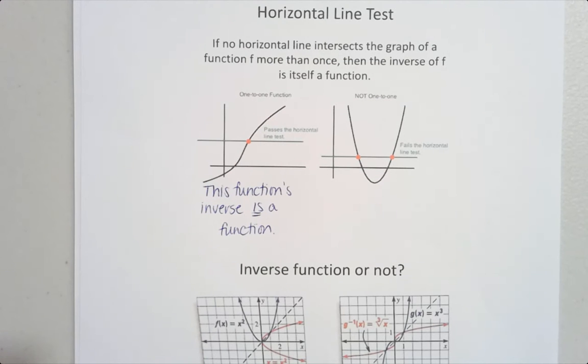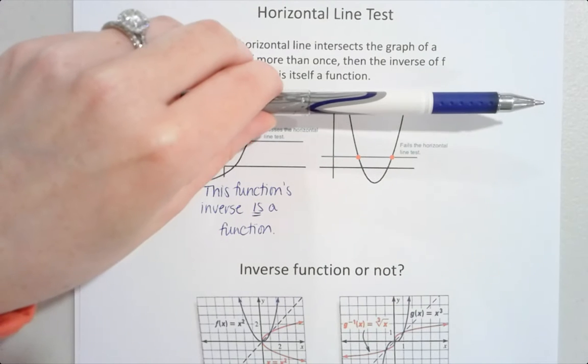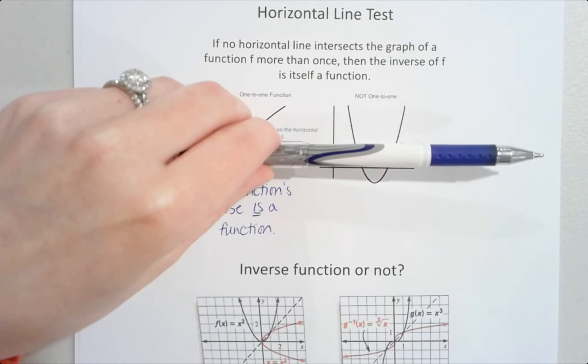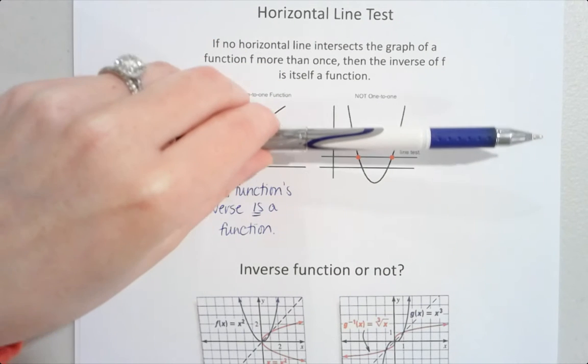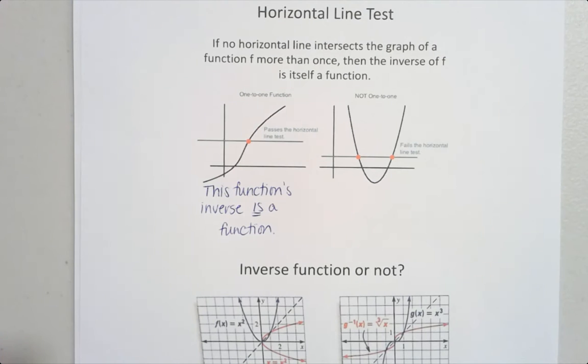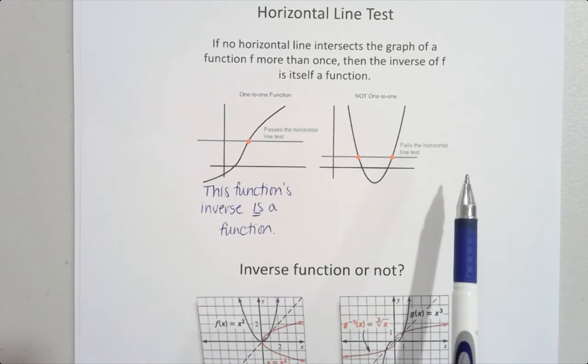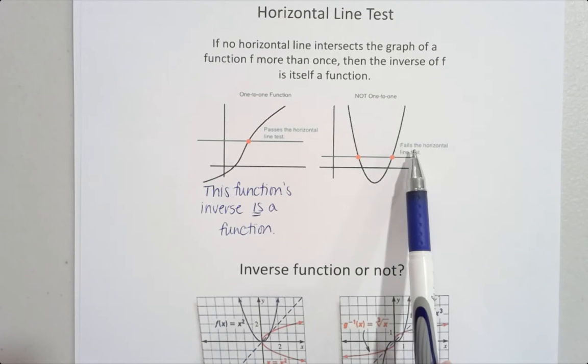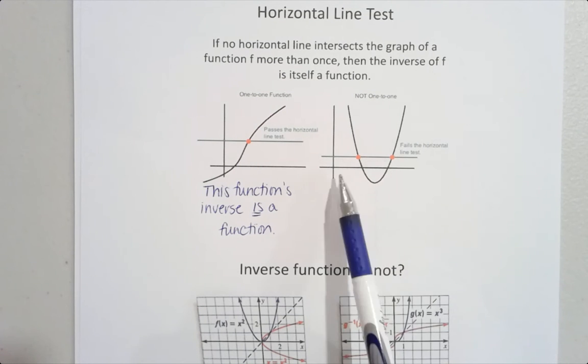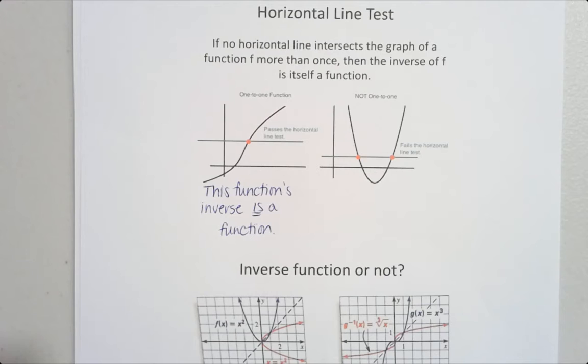All right. If we take a look at our second example of this parabola, yes, it is a function. Is its inverse a function? Well, if I pass the horizontal line over my graph, you can see that there are many places where I'm going to be touching this graph more than once, meaning that it is failing the horizontal line test and its inverse will not be a function.